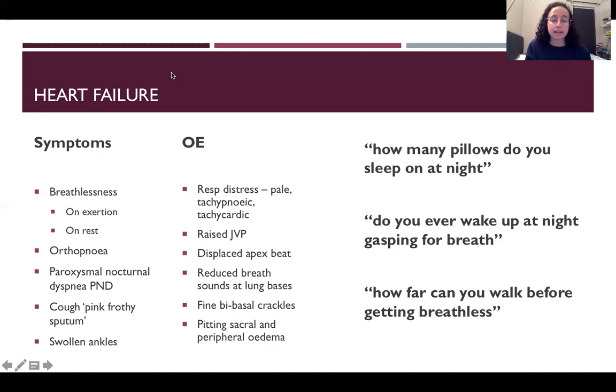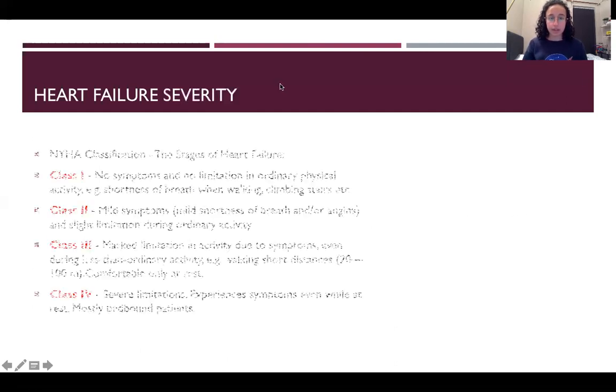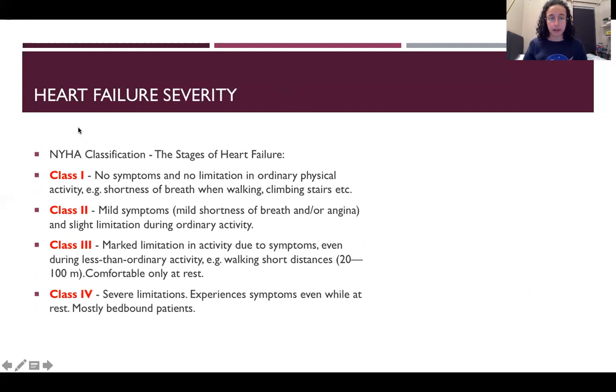So there is a severity scale that you can use to determine how bad someone's heart failure is. Does anyone know the name of it? I'd be quite impressed if you did. Good try with MRC. Yeah, it's NYHA. Well done. So that's the New York Heart Association, and that tells you the severity of someone's heart failure. MRC, I think, is more COPD.